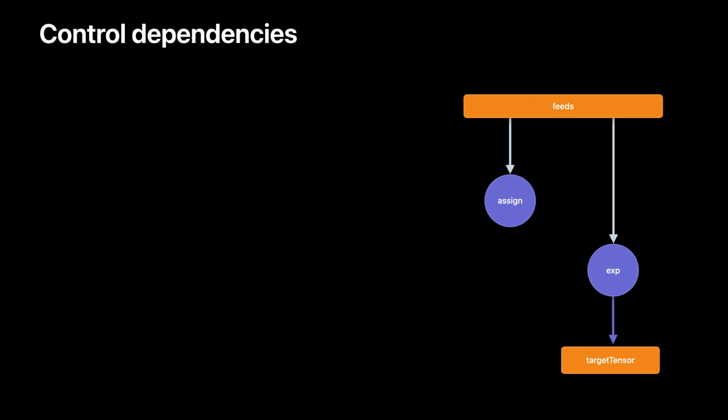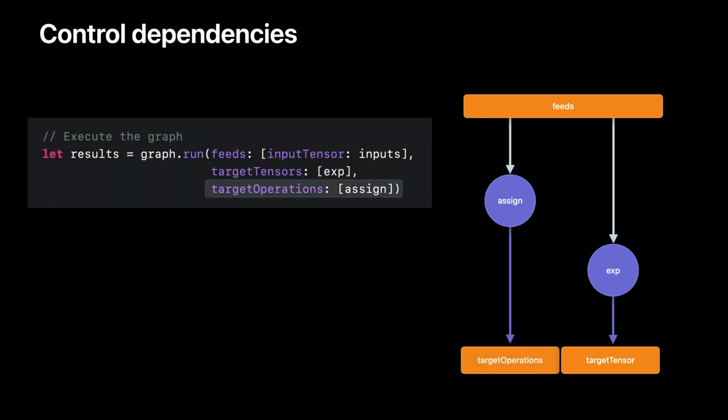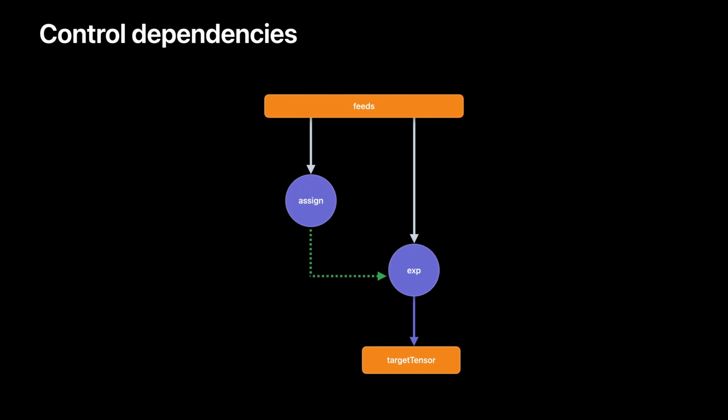This graph shows an exponent and an assign operator. The assign operator is not used by anything else in the graph, so it may be optimized away. One way to solve this is to explicitly set the assign as a target operation. However, this requires the developer to track dependencies globally across the graph. Instead, with the new control dependency API, you can make the exponent operation depend on the assignment. This removes the need to have a target operation and also ensures that the graph does not optimize it away.